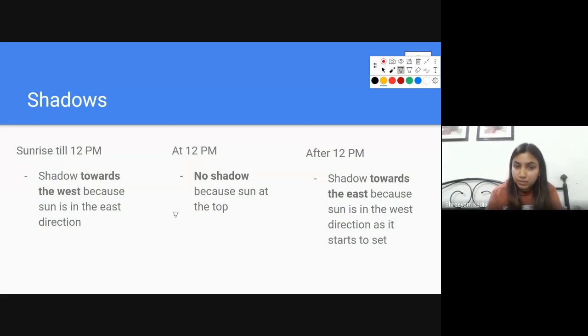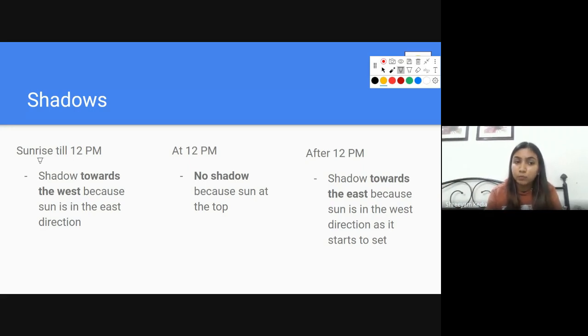12 बजे the sun is at the top, so there's no shadow, and after 12 p.m. the sun starts to set. ठीक है, so from then till whenever the sun sets, it's going towards the west, so it's in the west direction, and so your shadow will be towards the east.